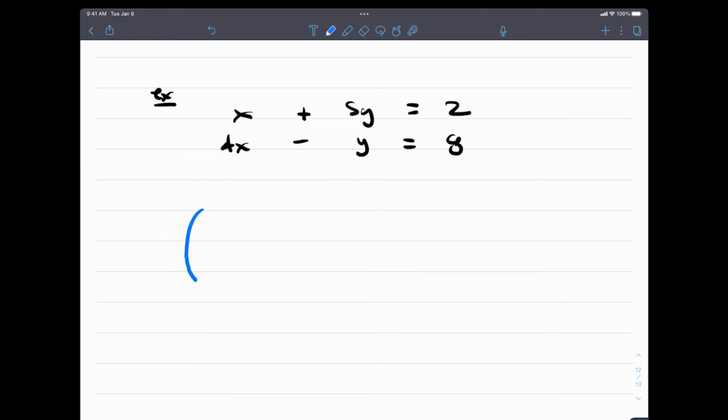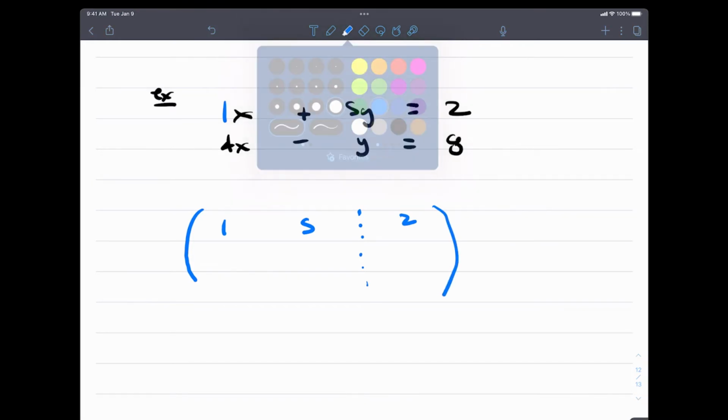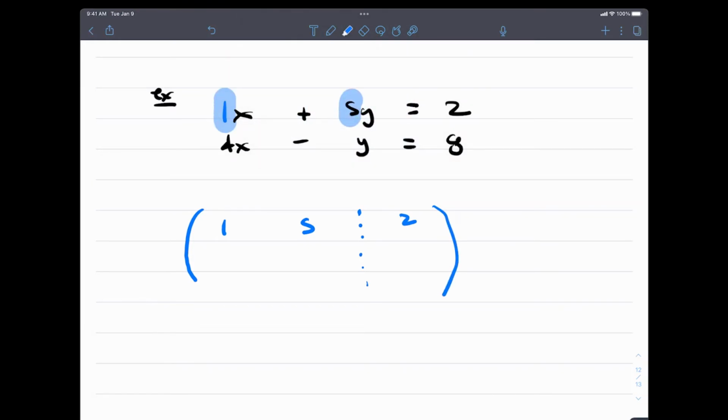You're going to create a matrix with the coefficients 1, 5, do the dotted line, and 2. Isn't that my first row of coefficients right here? 1, 5, and 2. Okay. Then I got 4, -1. There's the -1. And then what's the last one? 8. There we go. All right, you guys okay with that?